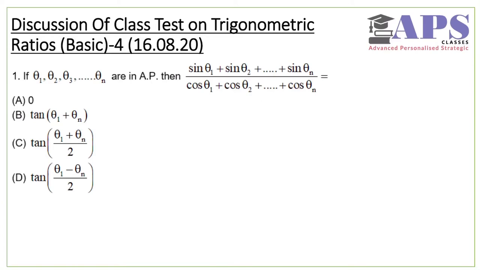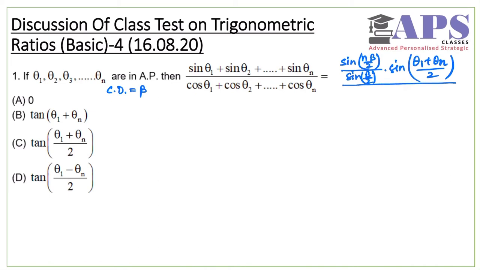In question number 1, it is given that these angles are in AP and this is a standard result. So let us consider that the common difference of this AP is equal to beta. Then the standard result gives the numerator as sine of n beta by 2 divided by sine beta by 2 into sine of (first angle plus last angle) by 2. Since there are n terms, we will take n beta by 2 in the numerator.